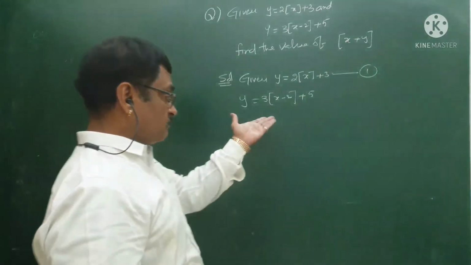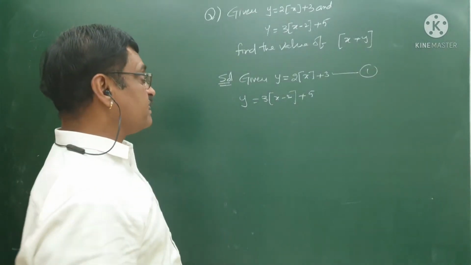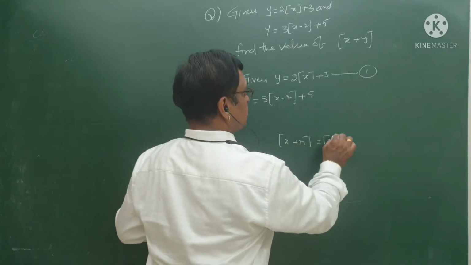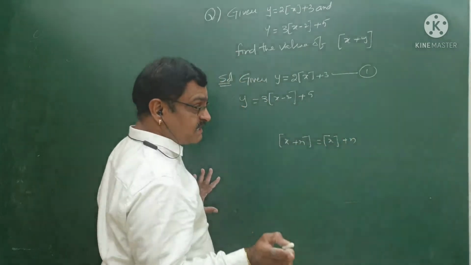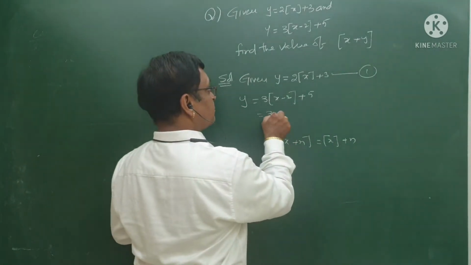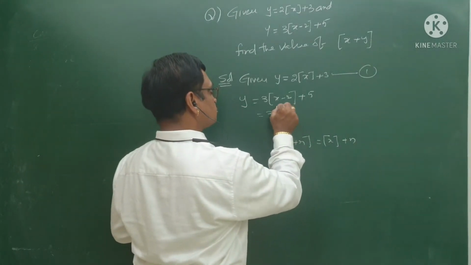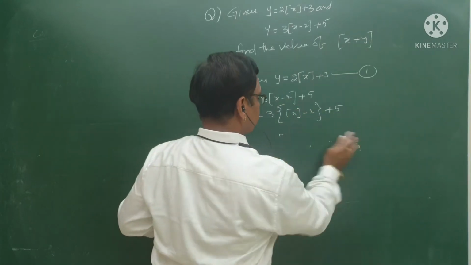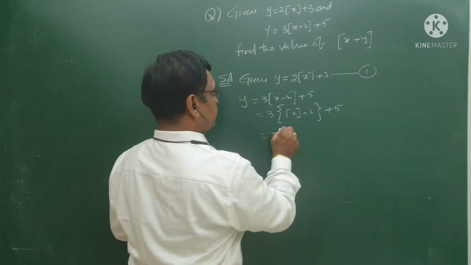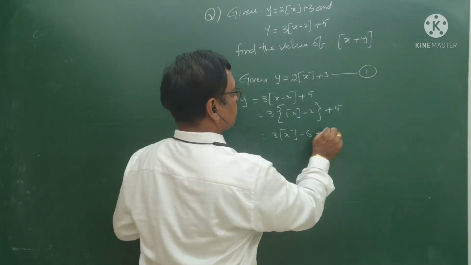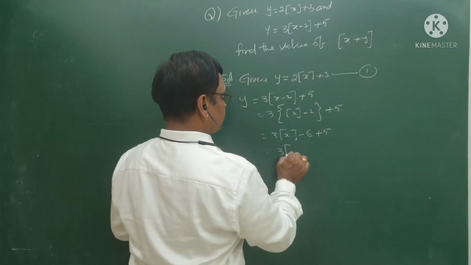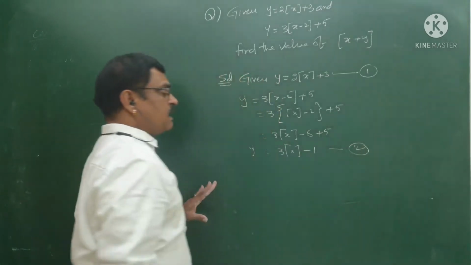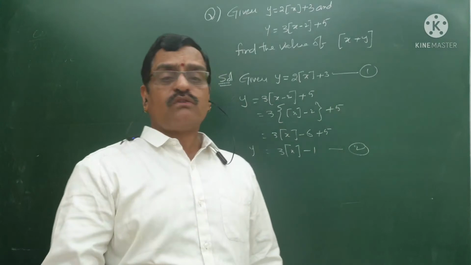I think we can simplify the second one. How can we simplify? We have the integral part of x plus n is equal to the integral part of x plus n, where n is an integer. So using this concept, I can write 3 times the integral part of x minus 2 plus 5. Now just open the bracket. We have 3 times the integral part of x minus 6 plus 5, or 3 times the integral part of x minus 1. This is number 2. Now just these two are two linear equations you have to solve.